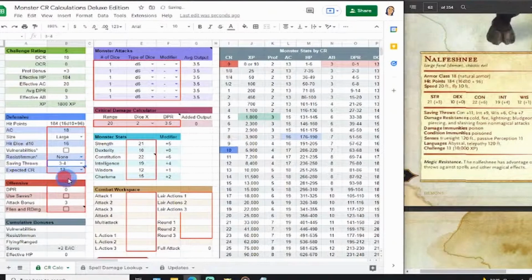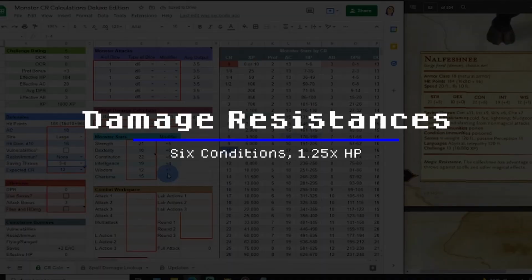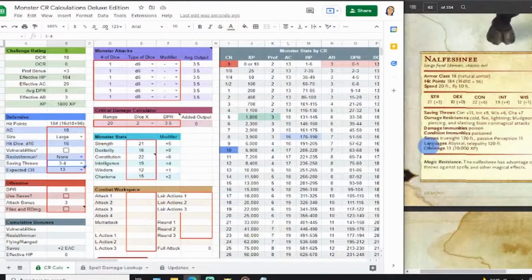So we'll go ahead and throw that into the tool to bump that up a little bit. And then next we have damage resistances of cold, fire, lightning, bludgeoning, piercing, and slashing from non-magical attacks. So this one will be important to have in place. Adding in an additional 25% hit points, as we can see down here.